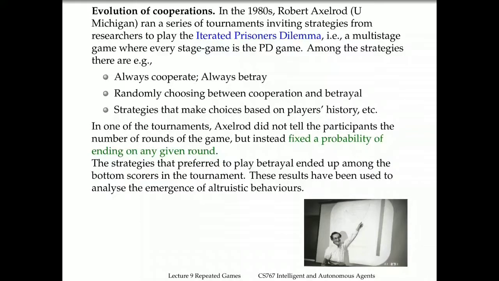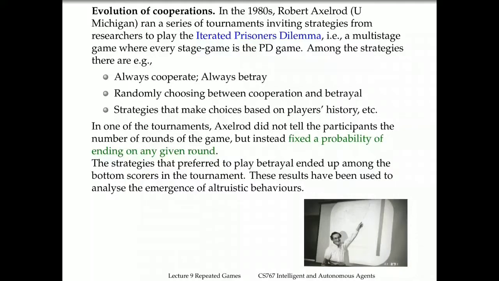For example, you could always choose to cooperate, or you could always choose to betray, or you can just randomly change between cooperation and betrayal, or you can design some more complicated strategies and make choices based on players' histories and so on. For all the players that enter these competitions, the winner between two players will be the person who obtains the highest payoff, and this has been repeated several times.